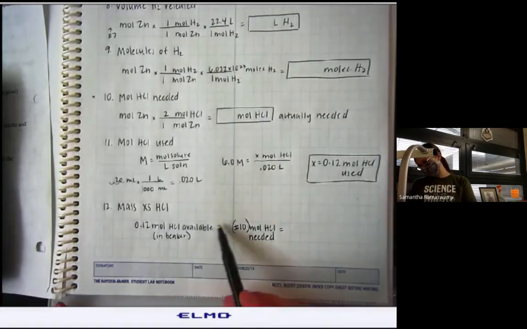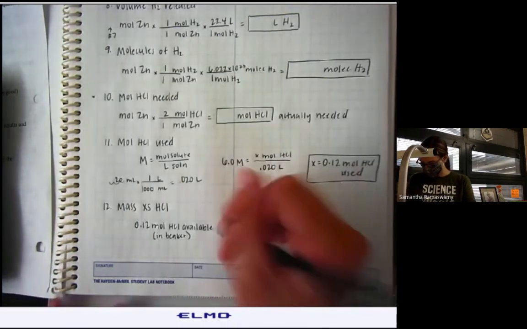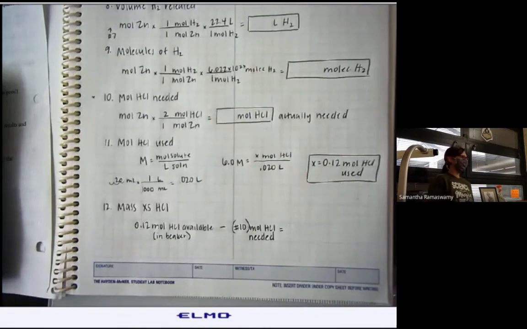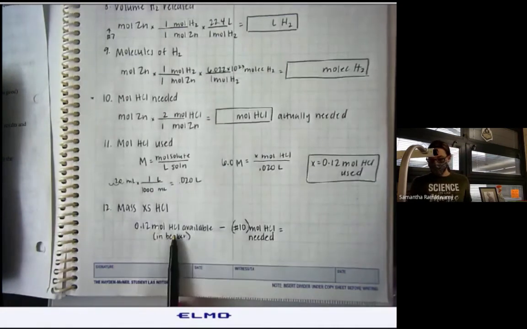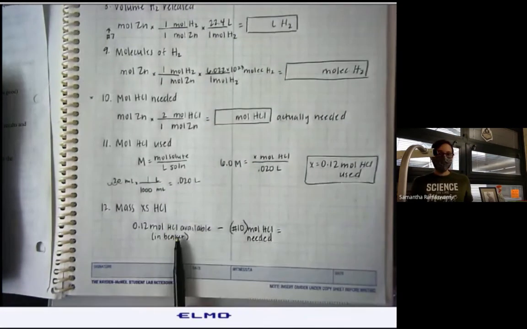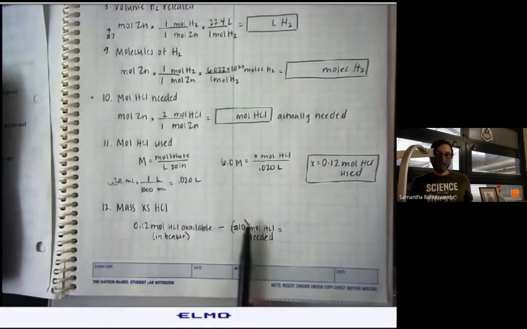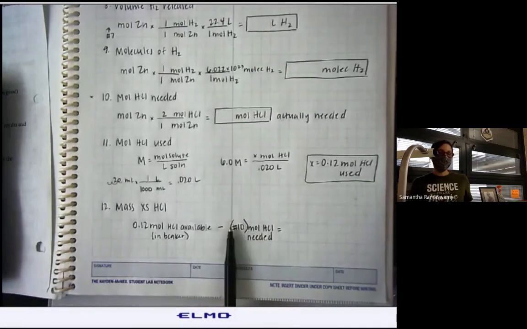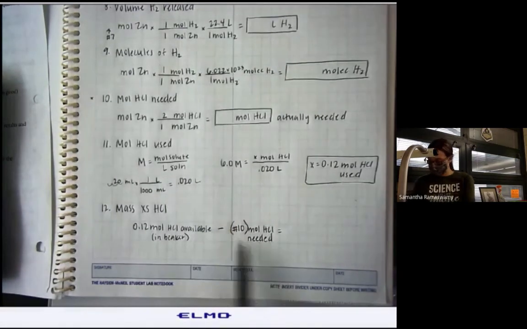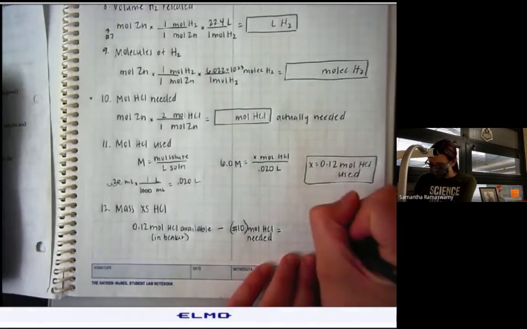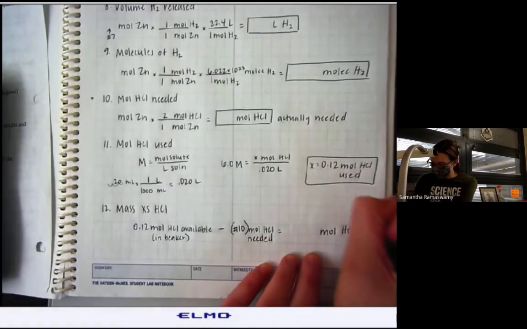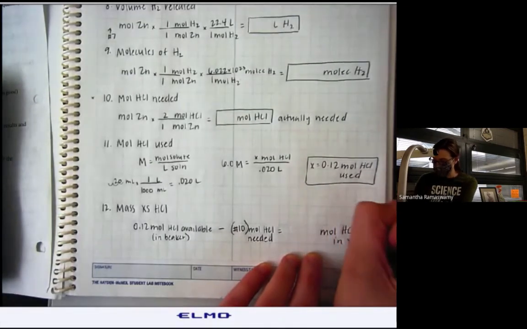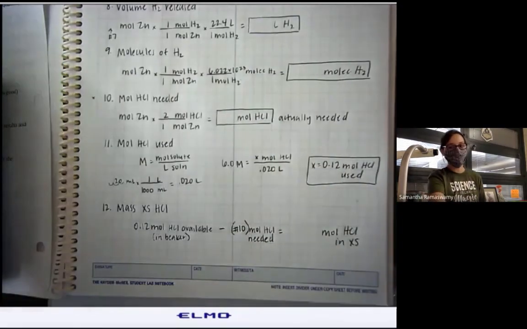What math thing should I do here? Subtract. What's that word? Function. That's the right word. Math function. So 0.12 moles of HCl is what was available in the beaker. Subtract your moles of HCl that you actually needed to react with all of the zinc. That's going to give you moles of HCl in excess. That's how much you had left over.